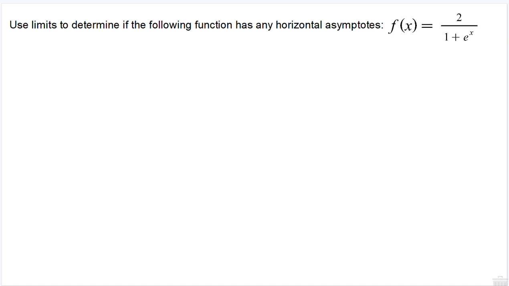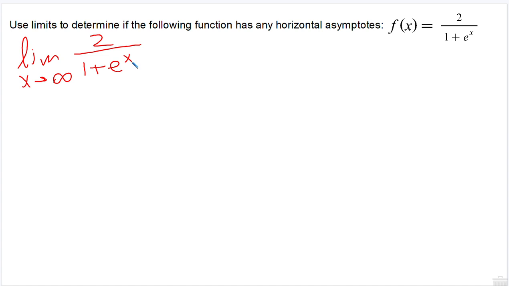Starting, well, right here, with determining if this has any horizontal asymptotes, 2 over 1 plus e to the x. And so this is not a rational function, which means that we don't know what's happening on either side. It might be different on both sides. So again, be very careful to check our limit as x approaches infinity of 2 over 1 plus e to the x, and our limit as x approaches negative infinity.